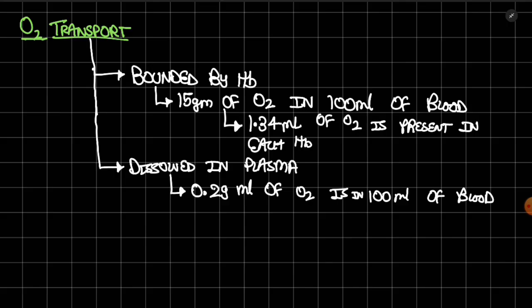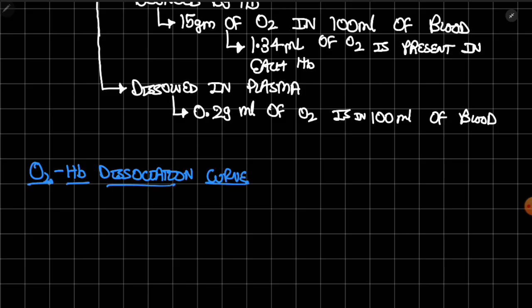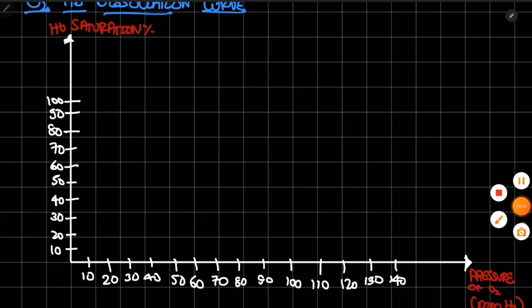Now, one very important topic to be discussed in this O2 transport is the oxygen hemoglobin dissociation curve. It is a pretty important curve. So let me first draw it, then I will come. Okay, so I am back.